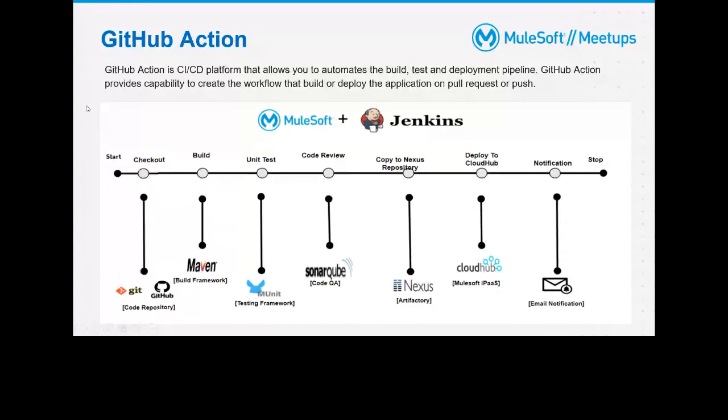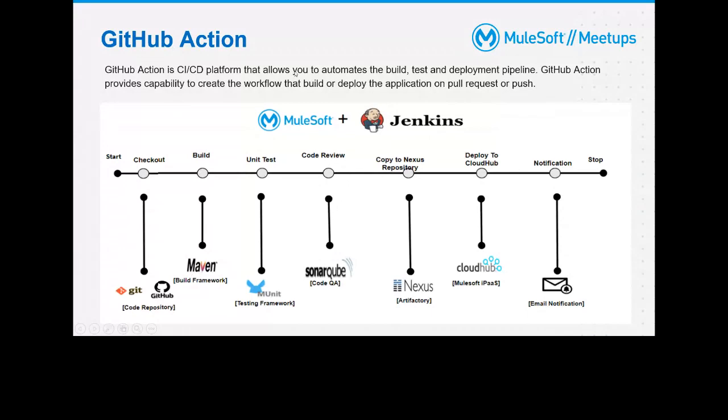Generally you start with checkout, then build, then perform the unit testing, then the code review, then you can copy to the Nexus repository, then deploy to CloudHub. In case of failure or success, you can send a notification. Finally you can stop. So you can start with checkout, build, unit test, code review, copy to Nexus repository, deploy to CloudHub, notification, and stop. This kind of flow can be done with GitHub Actions.